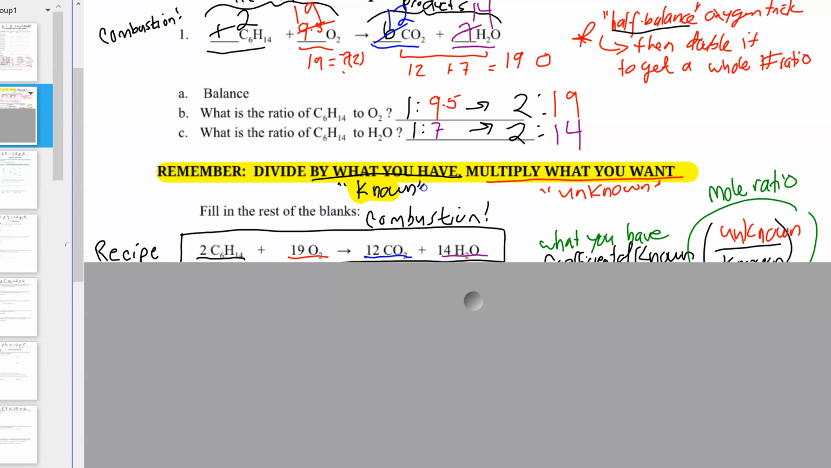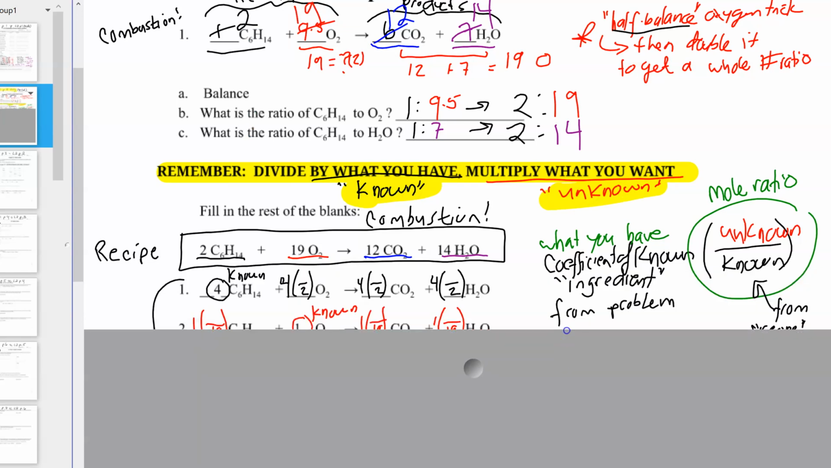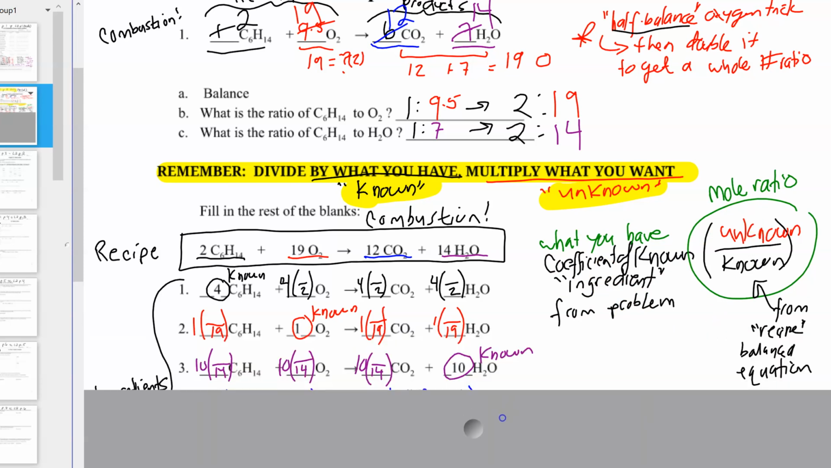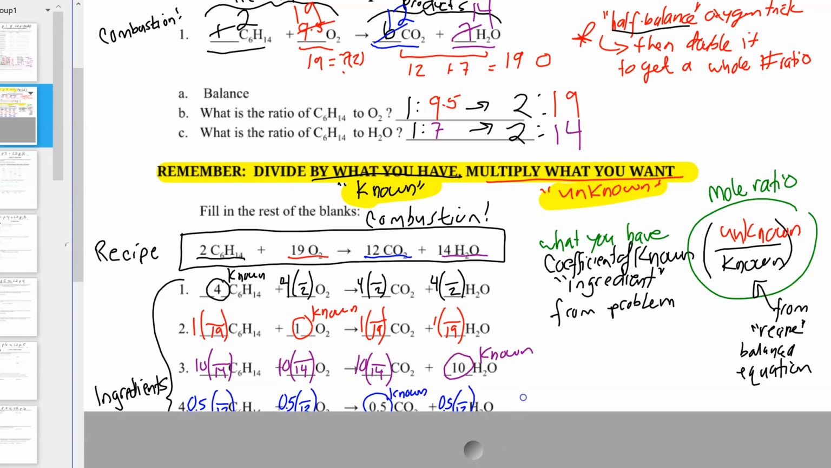The other way we can say that is what you have is the known and what you want is the unknown. So the way I like to think about this is what you have, it's the coefficient of the known. It's the ingredient from the problem. And we're going to multiply that coefficient by the mole ratio, which is unknown over known. And then that mole ratio is always going to come from the recipe, the balanced equation. Okay, take a second, if you need to pause it, jot down these notes. I'm going to refer back to that when we go through all the problems.